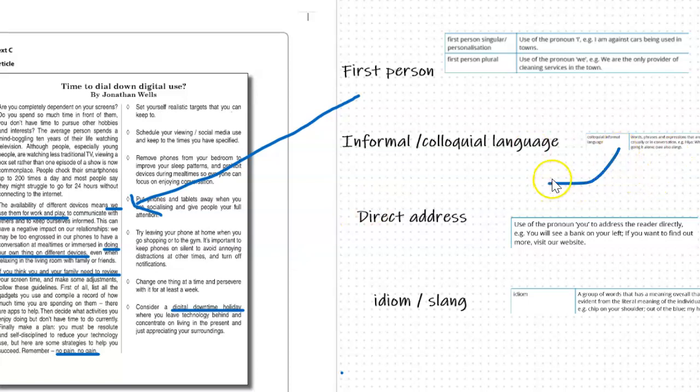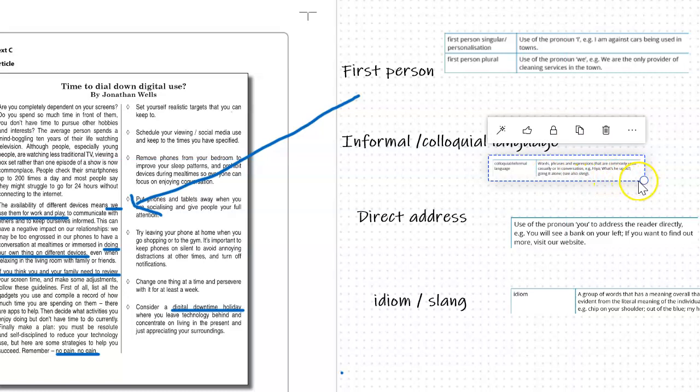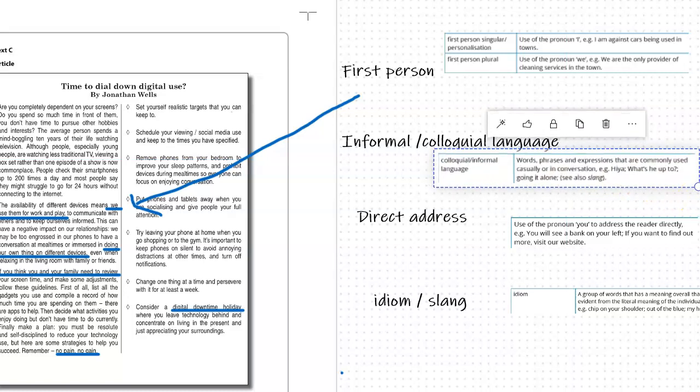So again, let's have a look at the definition. Okay, words, phrases and expressions that are commonly used casually or in conversation. So it's quite common phrases, but they're more sort of verbal communication than formal English communication or formal English written communication. So doing our own thing, again, we do use it quite common, more common in verbal.